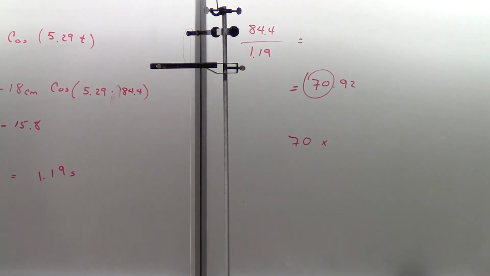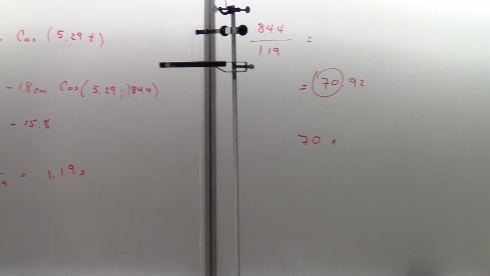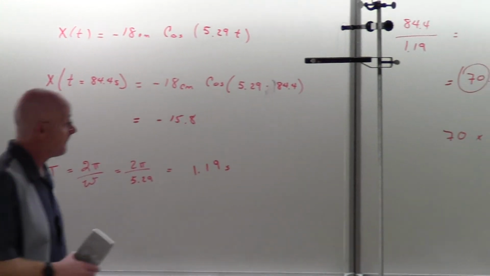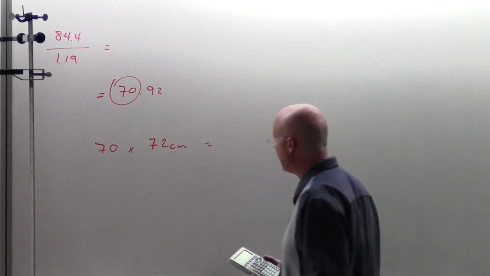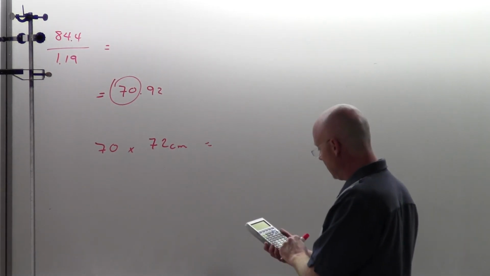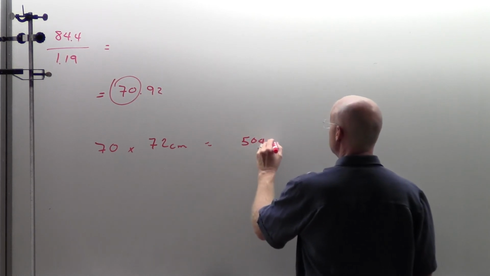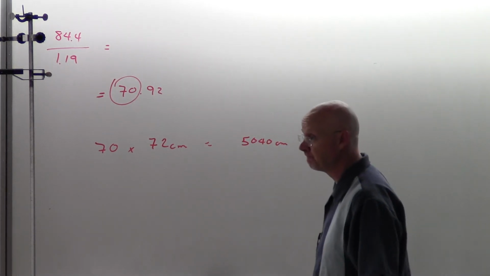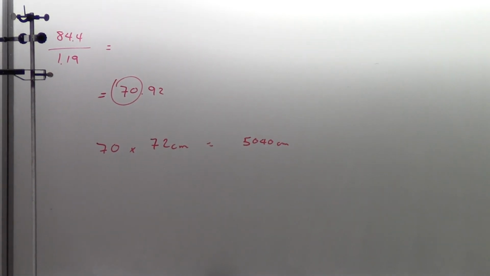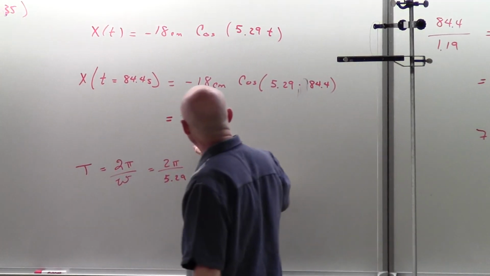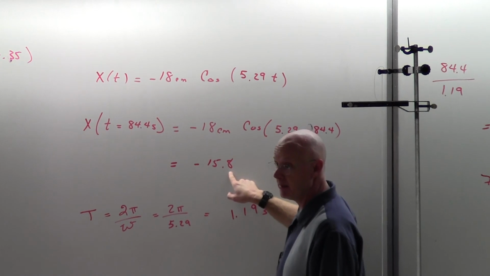Well, it goes 18, 18, 18, 18. 72 centimeters, right? All right. So I've got 72 centimeters from the up and down. 70 times 72. So there's the 5,040 centimeters from going up and down. It did not quite make 71. It was shy by 2.2 centimeters, right?